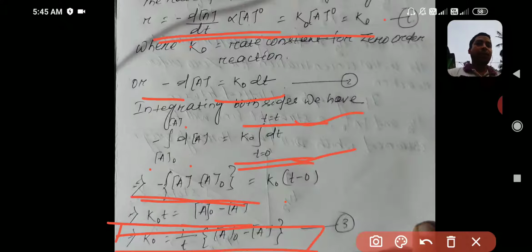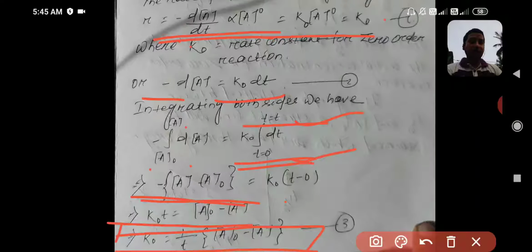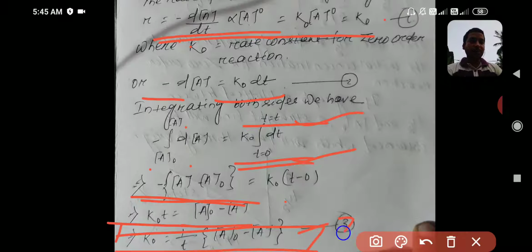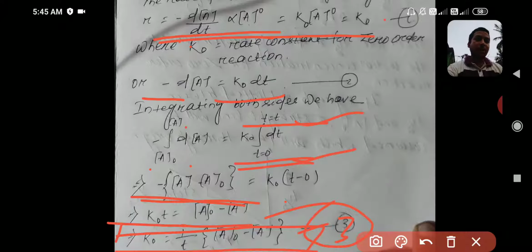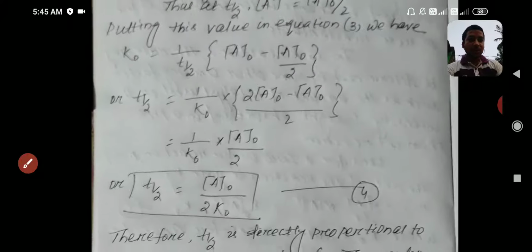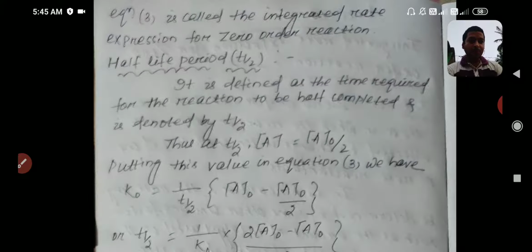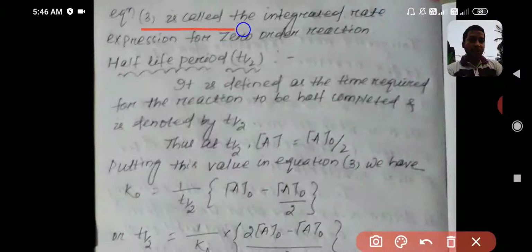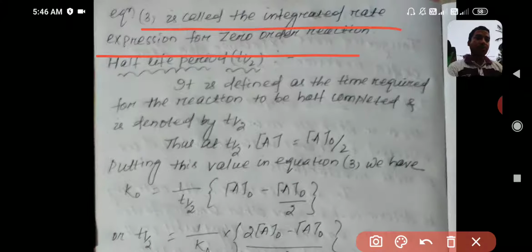So now this is equation 3, and equation 3 is the integrated expression for zero order reaction. I have already written it over here. Equation 3 is called the integrated expression for zero order reaction.